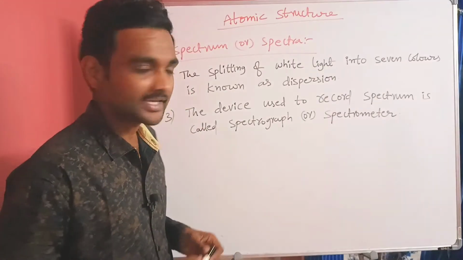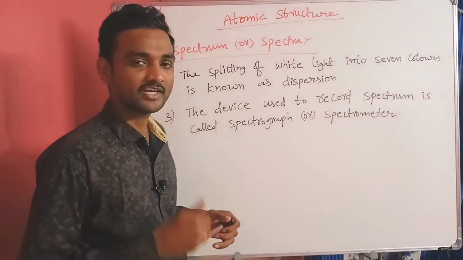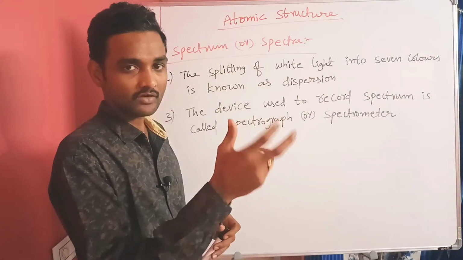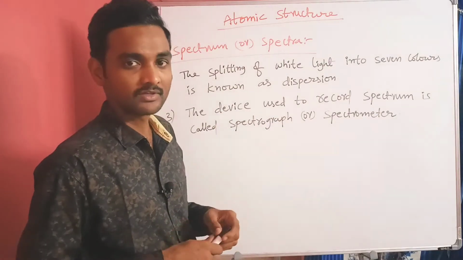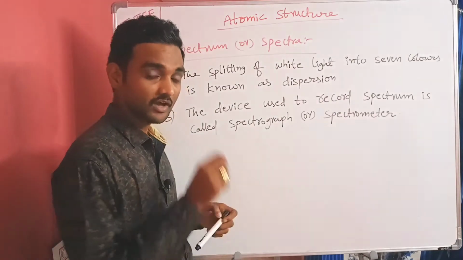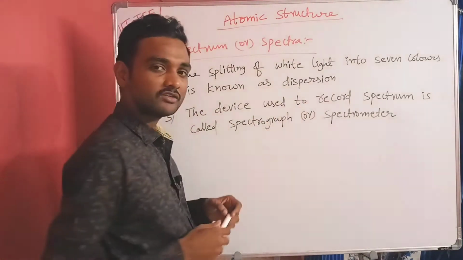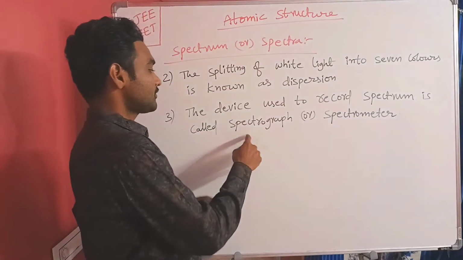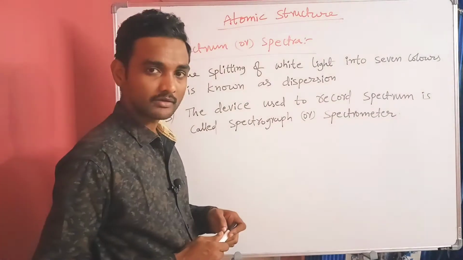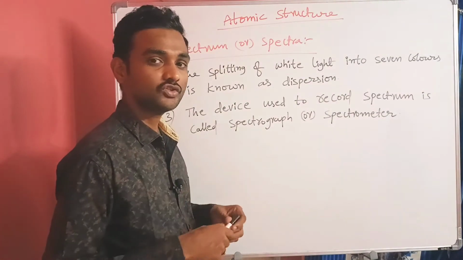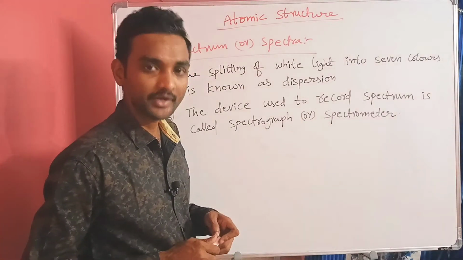The next point is that the splitting of white light into 7 colors is known as dispersion. White light can split into 7 colors if you pass it through the prism. This phenomenon is called dispersion. Next, remember, the device used to record the spectrum is called spectrograph or spectrometer.